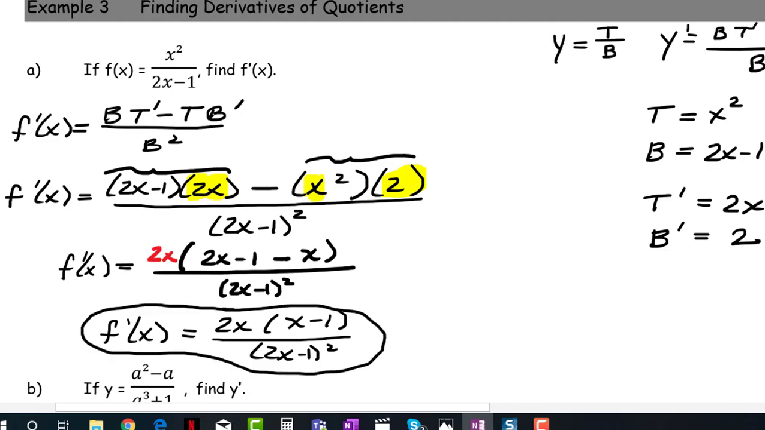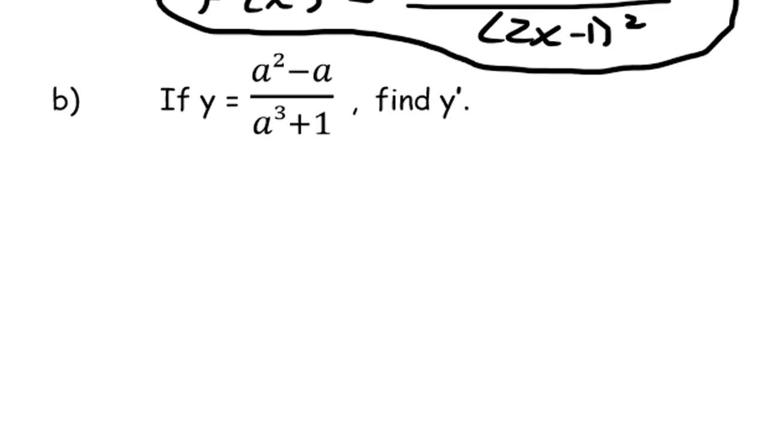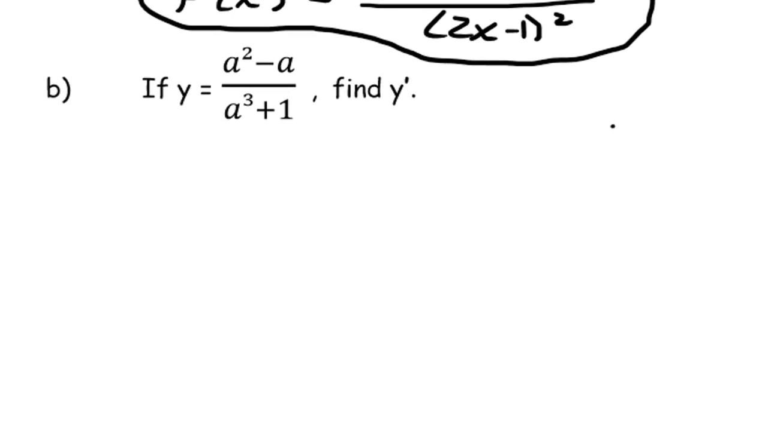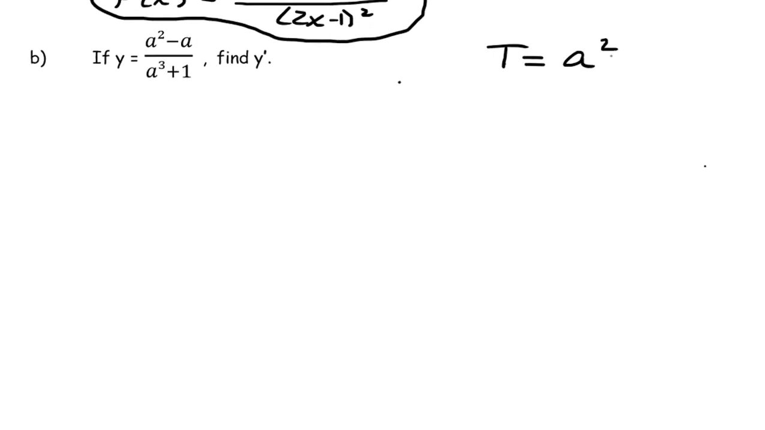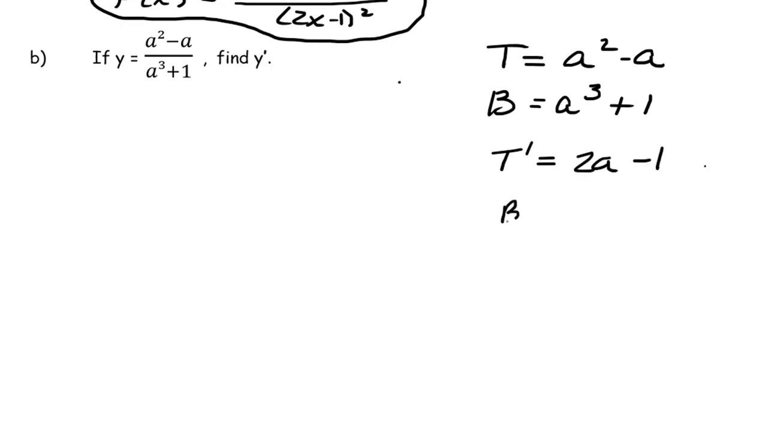Okay, let's try another one. We have y equals a squared minus a over a cubed plus 1. Find y prime. Okay, so we see that we have something with a variable over something with a variable. That means we're going to use the quotient rule. So we're going to identify our top function, which in this case is going to be a squared minus a. Our bottom function is a cubed plus 1. So the derivative of the top is 2a minus 1, and the derivative of the bottom is 3a squared.